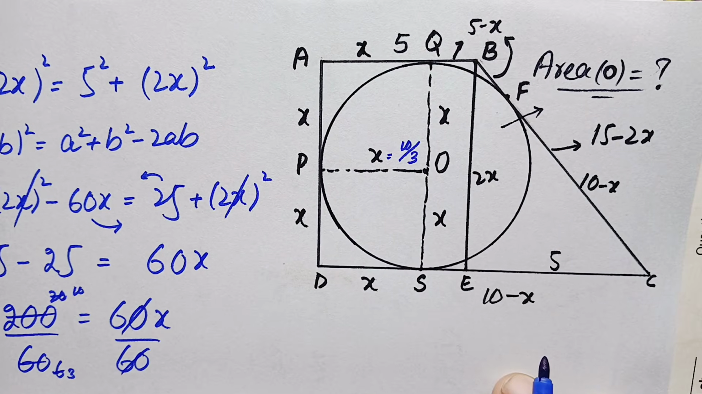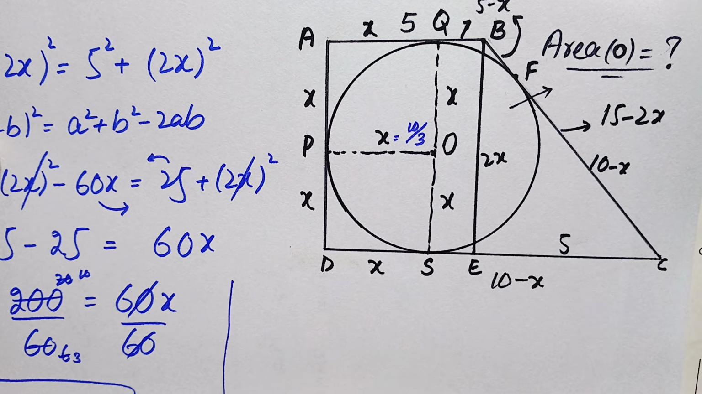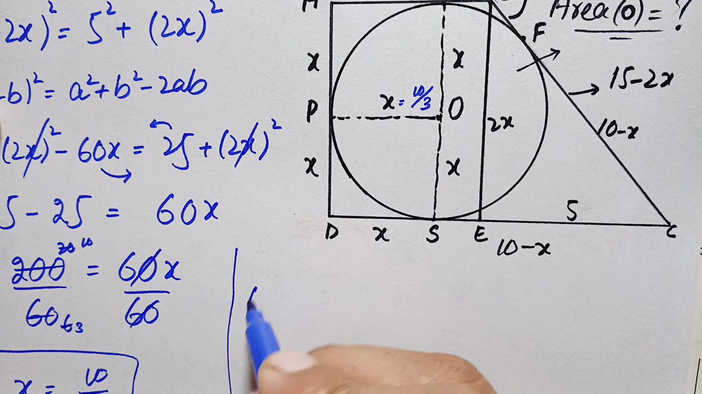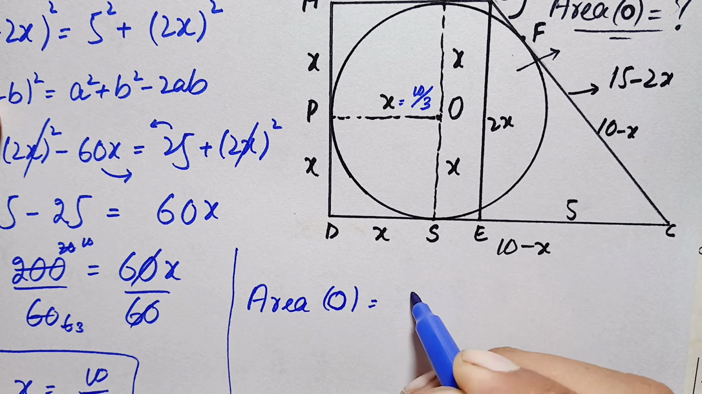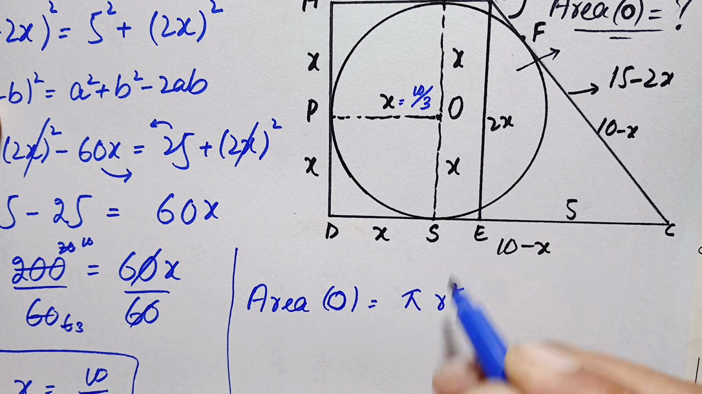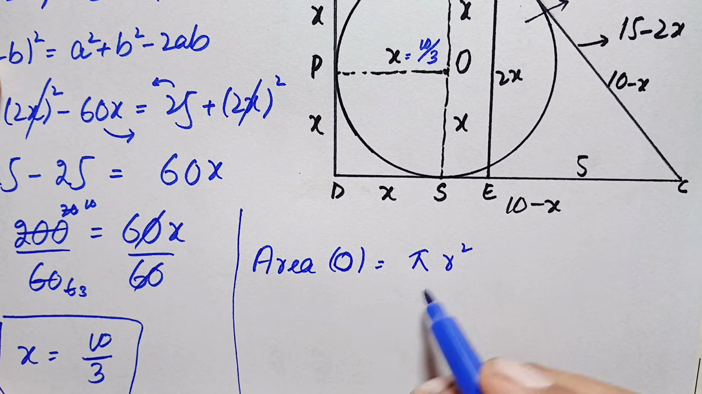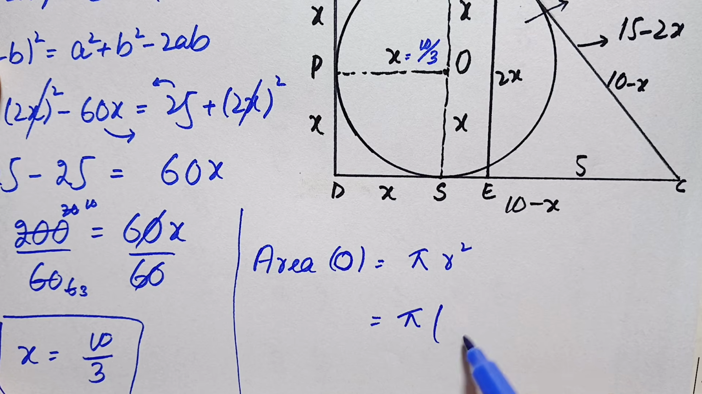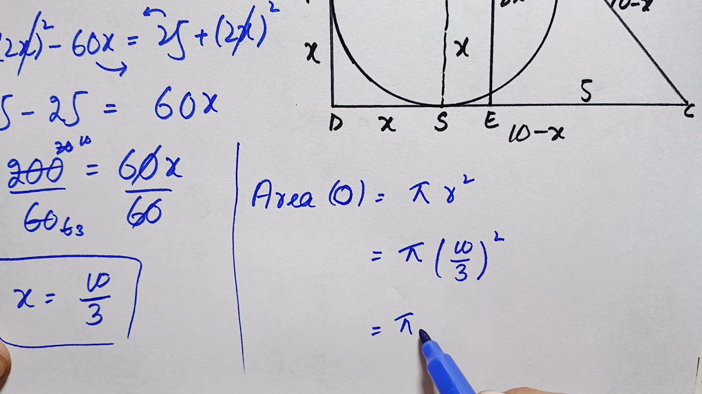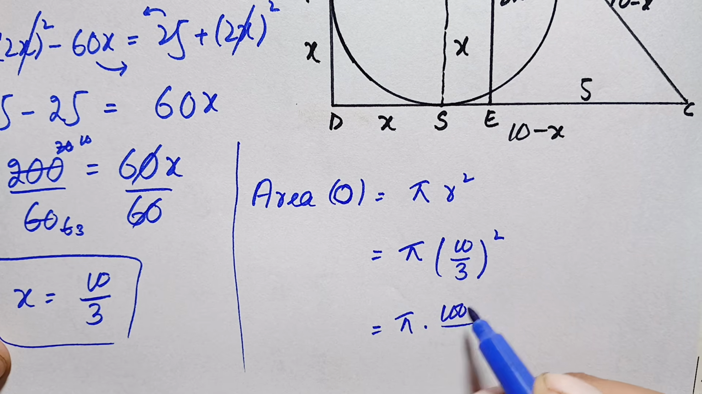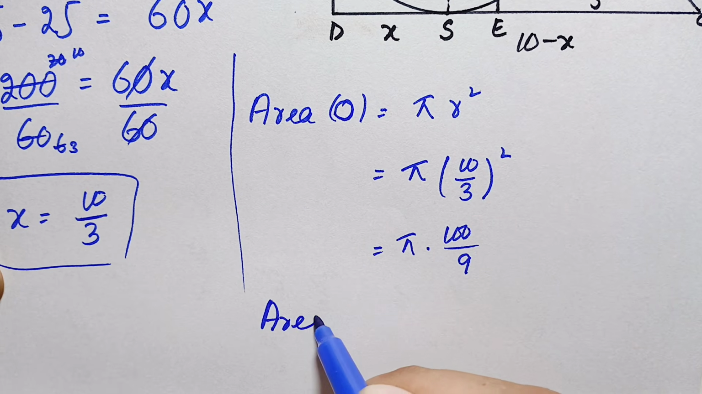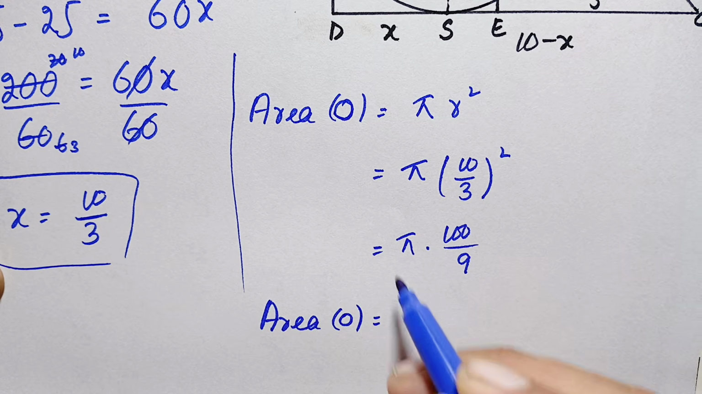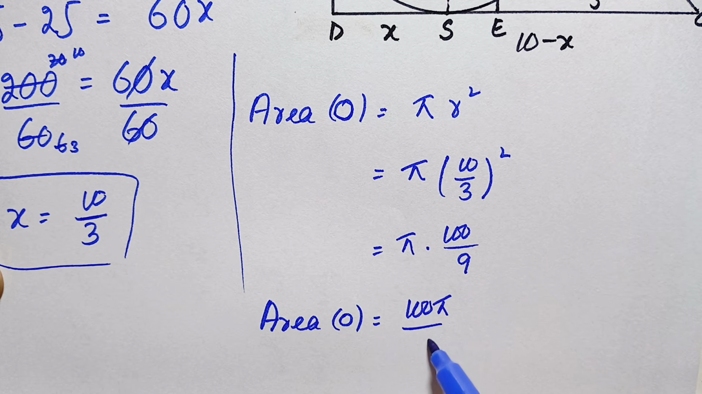Now we will come to the area of this circle. The area of any circle is pi r square. So the area of circle is equal to pi r square. But here our r is x, so we will substitute the value of x. This will become pi times 10 by 3 whole square. So this will become pi times, 10 square is simply 100 and 3 square is 9. So the area of the circle will become pi times 100 divided by 9.